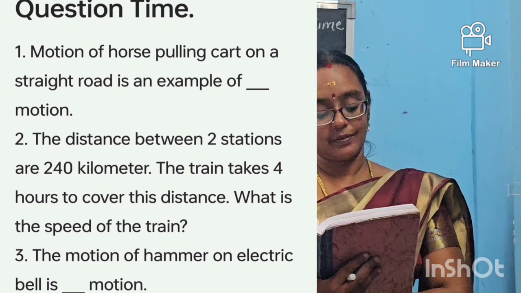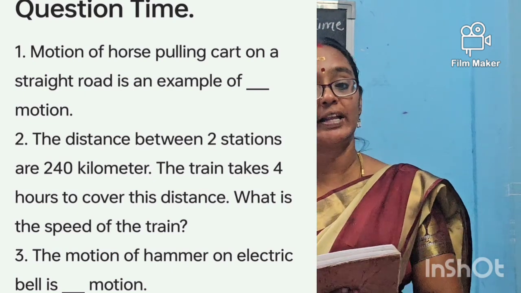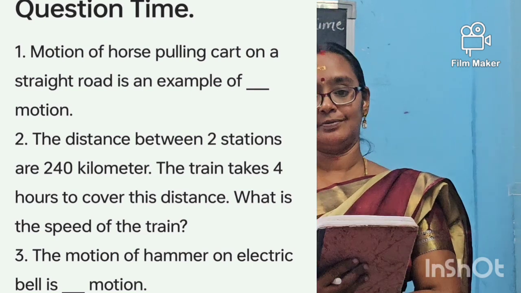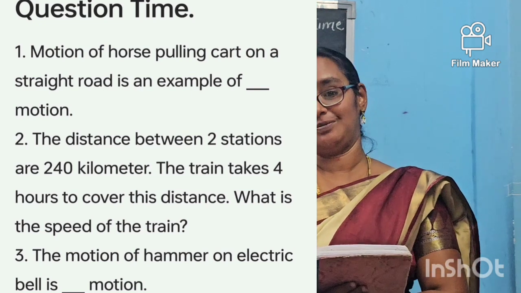Third one, again for you. Motion of the hammer of an electric bell is dash motion.